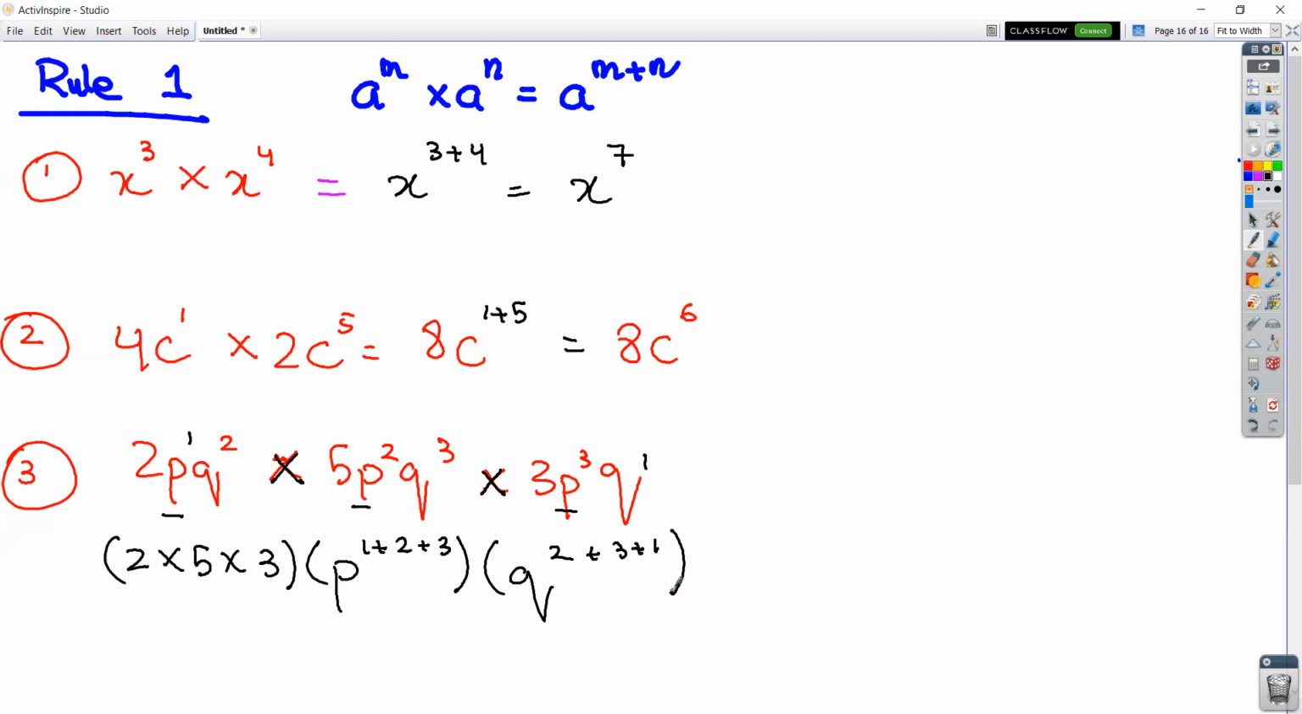So to do the simplification, we're going to multiply the numbers first. So when we multiply the numbers first, it's going to be 2 times 5 times 3. So 2 times 5 is 10. 10 times 3 is 30. So you're having 30 here.